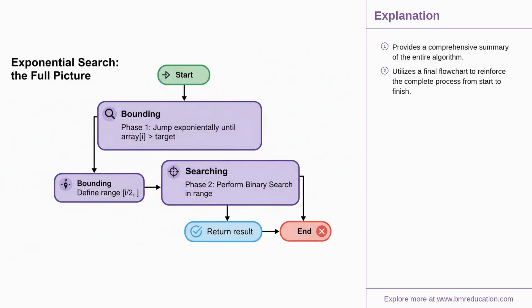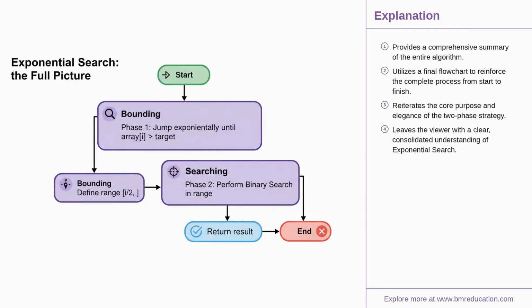So let's recap the entire process. Exponential search is an elegant two-phase algorithm. It first uses exponential jumps to rapidly find a boundary, then deploys a precise binary search to locate the target within that range. It's the perfect tool for searching the vast and the unknown, efficiently and effectively.